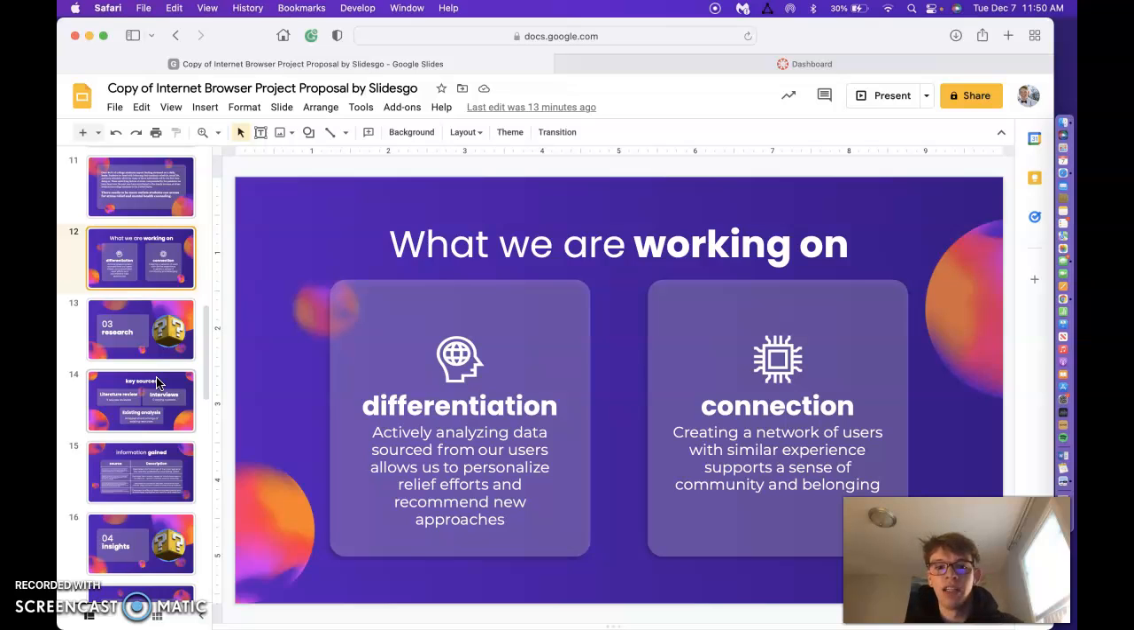So this stems from actively analyzing data from our users. We're basically going to have a profile base, and the users are going to enter their information, and we're going to be able to track their previous approaches and what works for them and what doesn't work well for them, and then prescribe a plan based on these. And then second is connection. So creating a network of users with a similar experience supports a sense of community and belonging. One of our key findings was that community is big in the social aspect and being able to release that stress. So building this community is important, and I believe this can be done through our service.